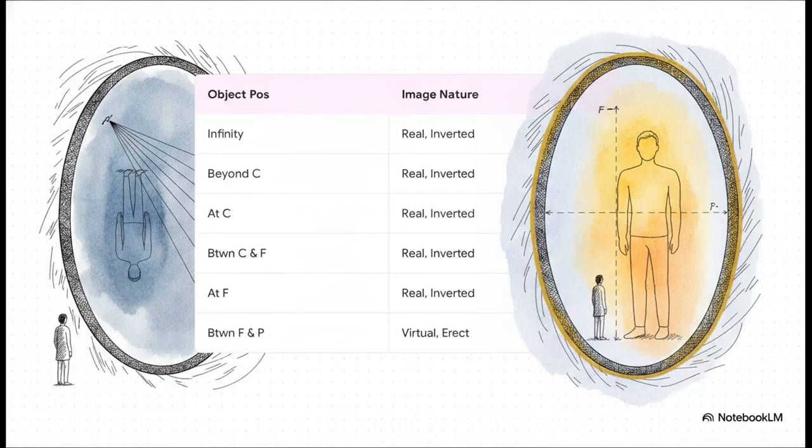So the crucial point is really looking at what happens with a concave mirror based on where you stand. Think about the first 5 scenarios here. Whether you're miles away or right up at the focus, the image is always real and inverted, meaning it's completely upside down. But look at case number 6. If you get really close, right between the focus and the pole, it becomes our VIP case. Suddenly the image flips to become virtual, erect, and massively enlarged.